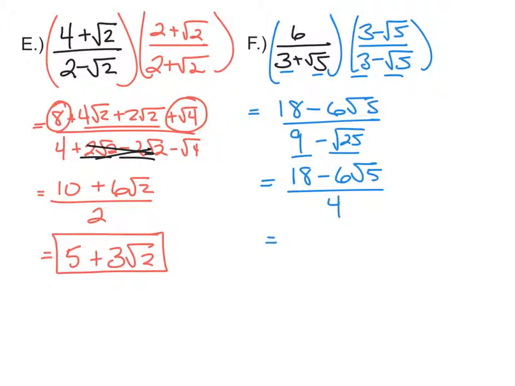We can break that up into two fractions, 18 over 4, minus 6 square root of 5 over 4, and then cancel the common factors. 18 fourths is the same as 9 halves, and 6 over 4 is the same as 3 over 2, so this will be 3 square root of 5 over 2.